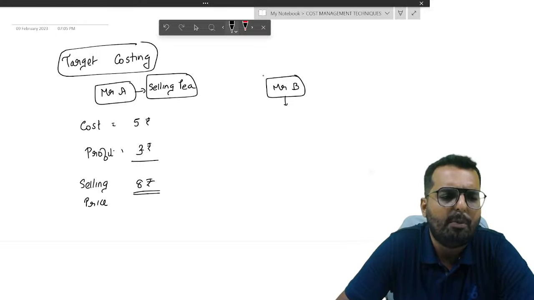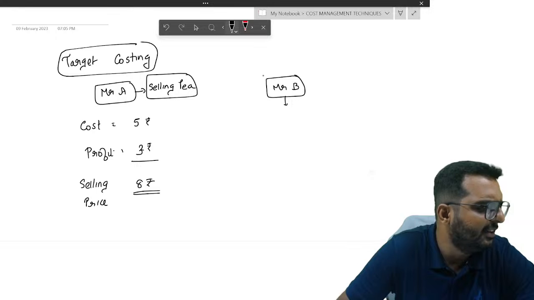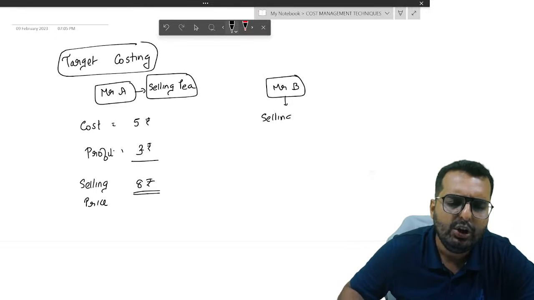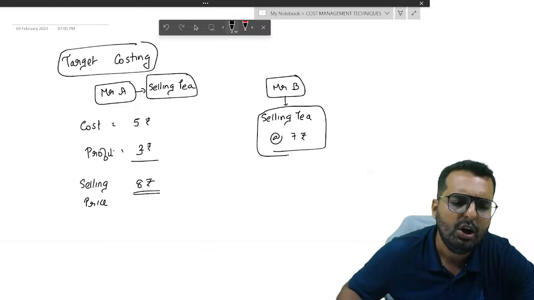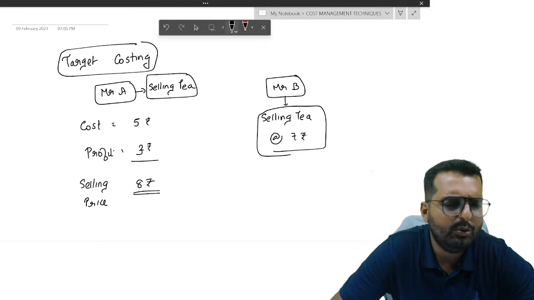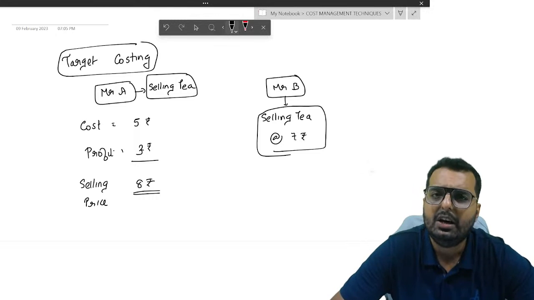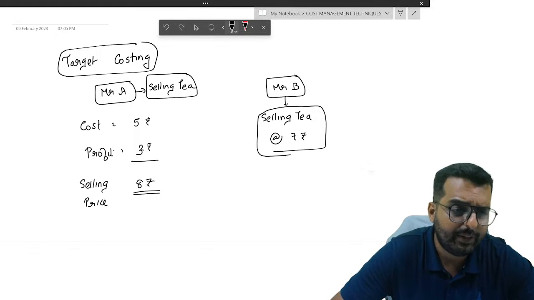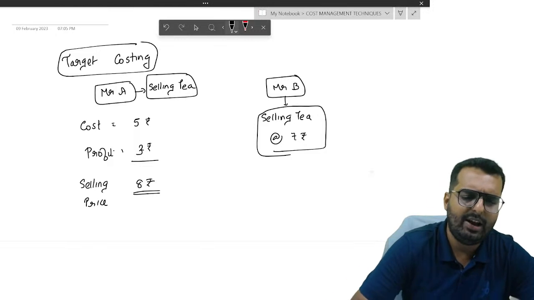Now suddenly what happened is Mr. B opened a shop next to Mr. A. Now to compete with Mr. A and to give Mr. A a lot of trouble, Mr. B is selling tea at the rate of 7 rupees. Suddenly customers who used to come to Mr. A slightly started deviating to Mr. B. Now Mr. A has to somehow come to a solution. Mr. A cannot do like this, cost 5, profit 3, that is why my selling price is going to be 8 rupees. No. What Mr. A will have to do is Mr.